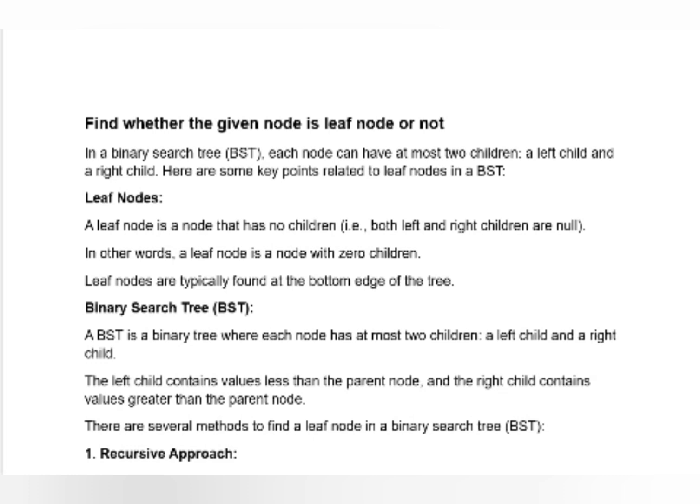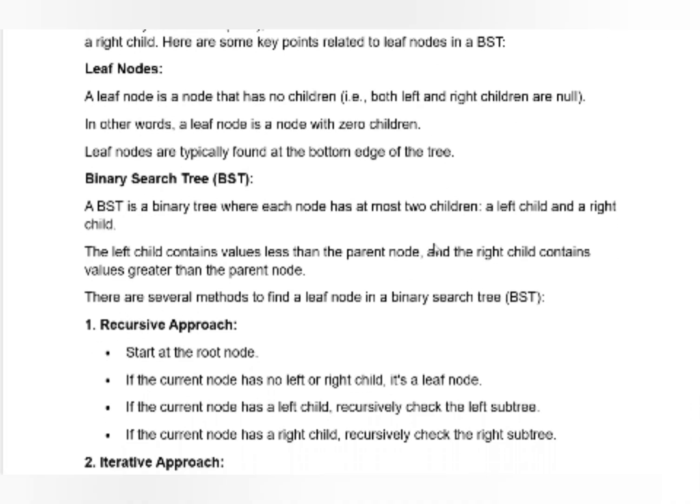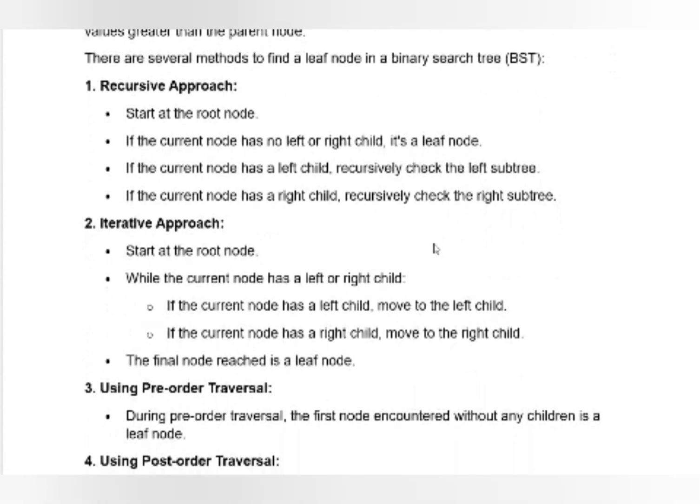There are some methods to find whether a node is a leaf node or not in a binary search tree. Let us see those methods. First, we will consider the recursive approach. In the recursive approach, we start at the root node and consider a current node. If the current node has no children, neither left nor right, then we can say it is a leaf node. If the current node has a left child, we recursively check the left subtree, and if the current node has a right child, we recursively check the right subtree.